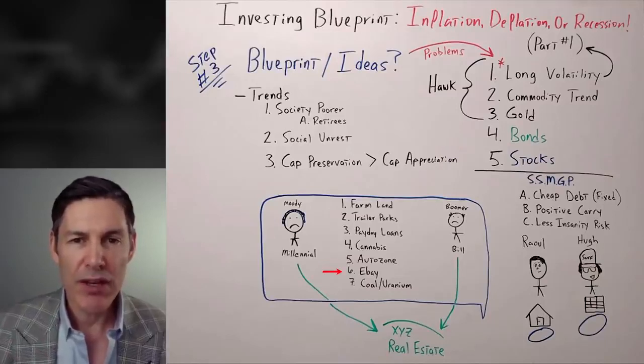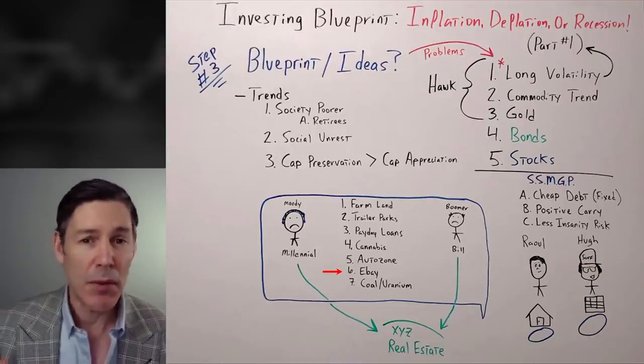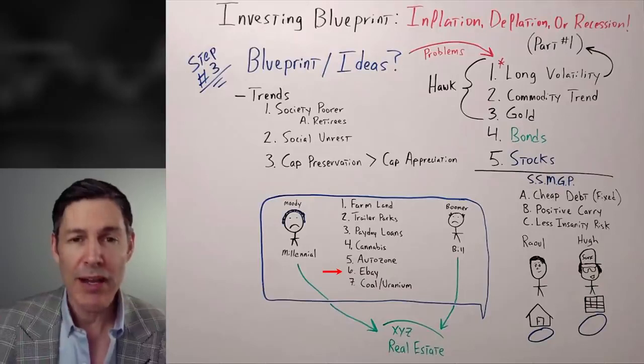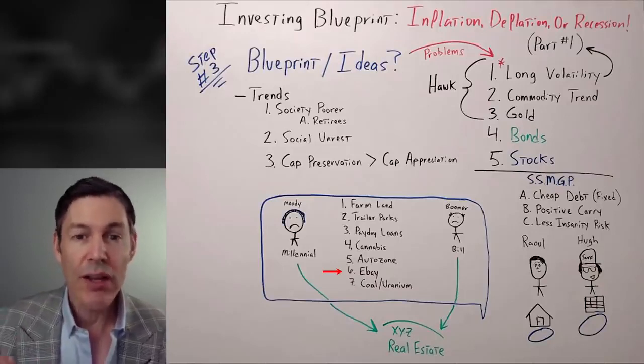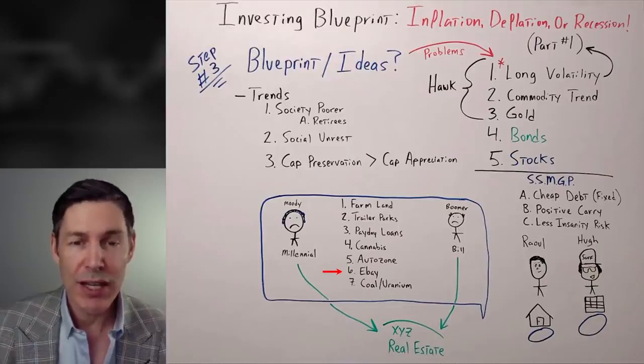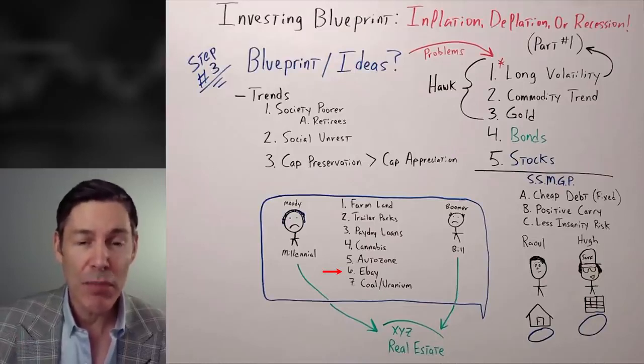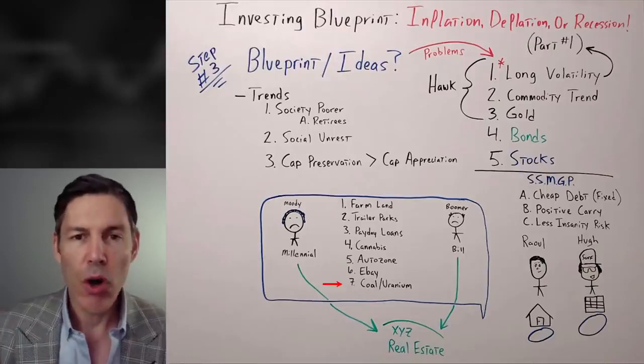eBay, on the same note as AutoZone. If we're really struggling economically, people are going to need to sell some things, maybe to put food on the table, keep a roof over their head, send their kid to school. In the old days, we'd go to a garage sale. Nowadays, you go straight to eBay to not only buy things cheap, but to sell things to get cash in your back pocket.